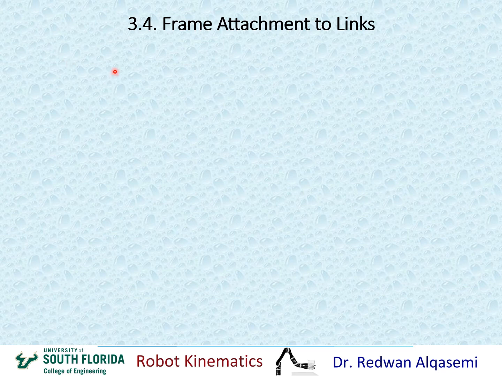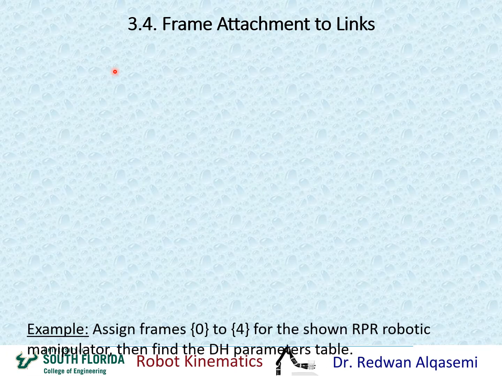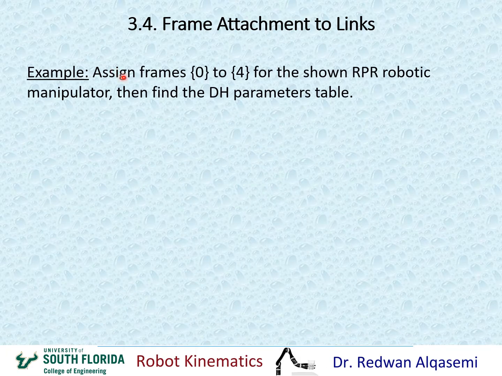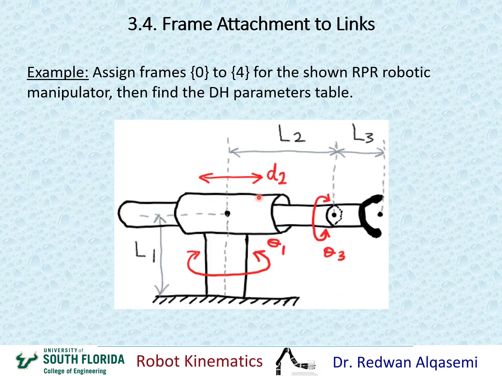Here's another example of attaching frames to links and finding the DH parameters. This time we're going to include prismatic joints. For this example, we need to assign frames 0 to 4 for the shown RPR robotic arm, then find the DH parameters table. RPR stands for revolute, prismatic, revolute, and we can see the figure here.